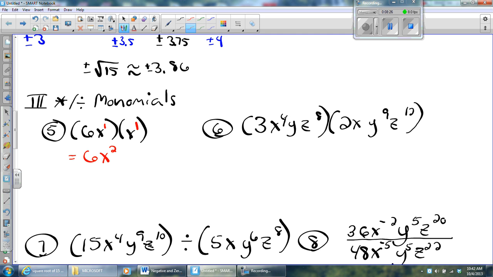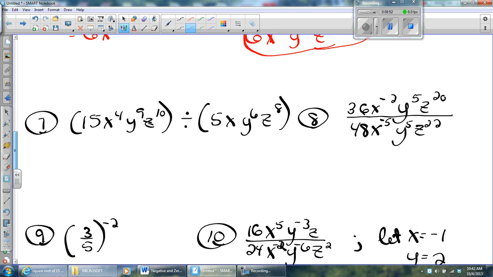So in this one here, I'm going to do 3 times 2, and I'm going to get 6. I'm going to get x to the 4th times x to the 1st, which would be x to the 5th. And I'm going to do y to the 1st times y to the 9th. That'll be y to the 10th. And then I've got an 8 and a 12, if you can read my 12 there. And I'm going to get z to the 20th. And there you go. Piece of cake.